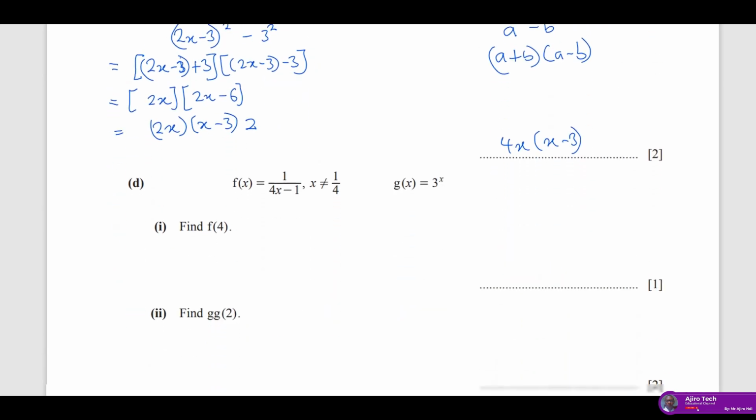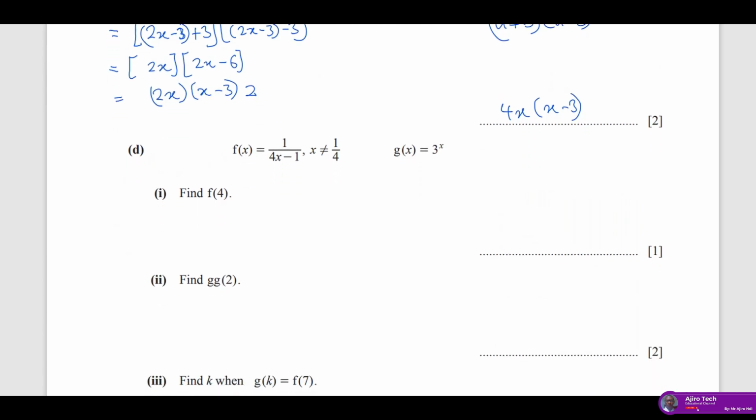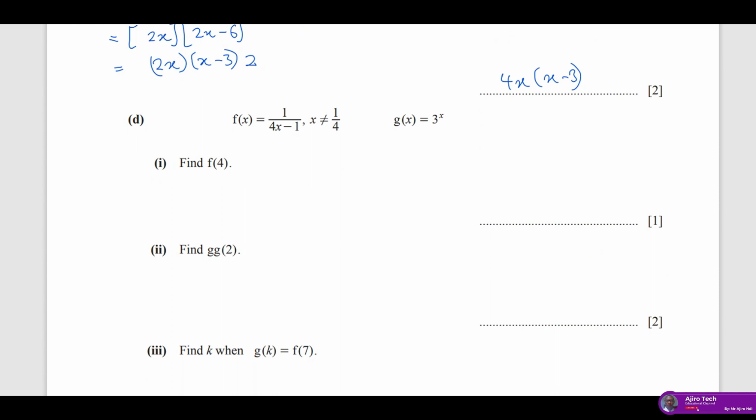Now the next question. f of x is 1 over 4x minus 1, and g of x is 3 to the power x. Find f of 4. f of 4 is, I'll keep 1 here. Anywhere I see x, I'll put 4. 1 over 4 into 4 minus 1. That is 1 over 16 minus 1, which is 1 over 15.